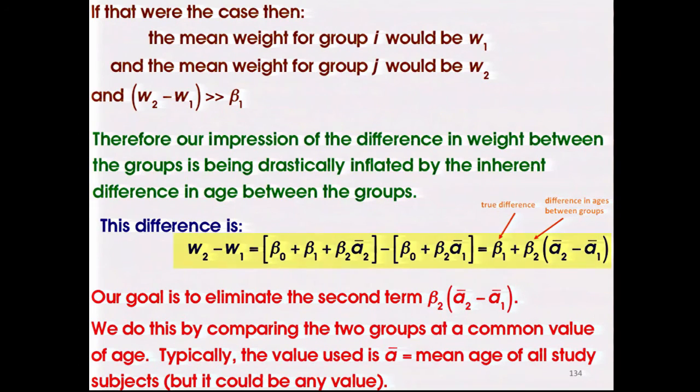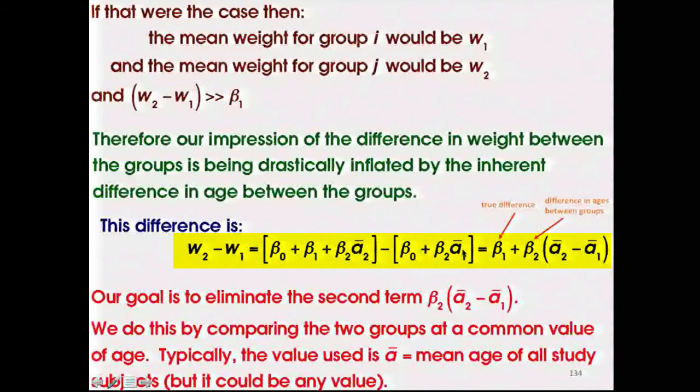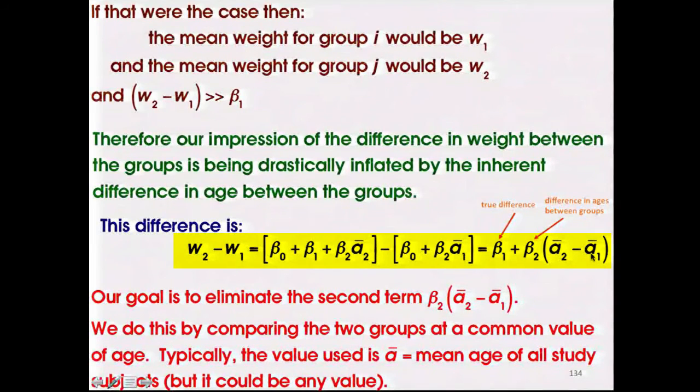So this difference, W2 minus W1, I can write down. The difference is beta naught plus beta 1 plus beta 2 times the average age of the males, minus beta naught plus beta 2 times the average age of the females. When you take this difference, you find that it's beta 1 plus beta 2 times the difference A bar 2 minus A bar 1. Now, beta 1 is the true difference. That's what I wish I could estimate. The problem is that the average ages are not the same in the two groups, A bar 2 and A bar 1. And so I have a biased estimate of the difference in weights, and the amount of the bias is the second term, beta 2 times A bar 2 minus A bar 1.